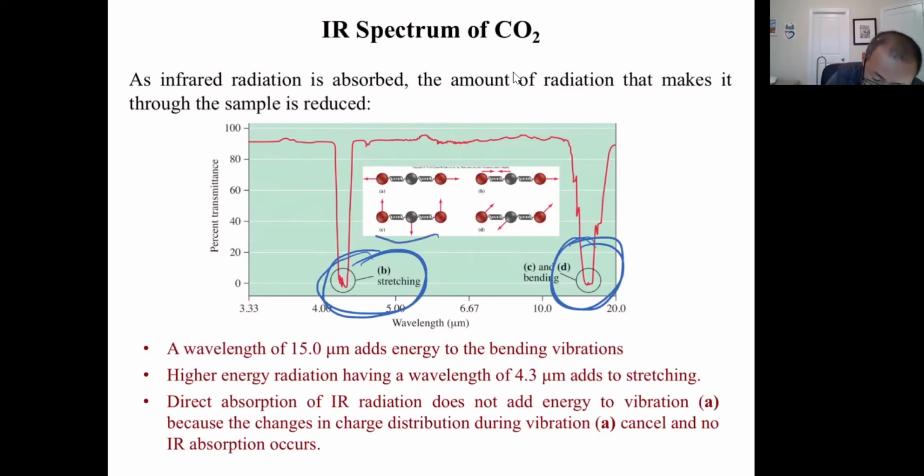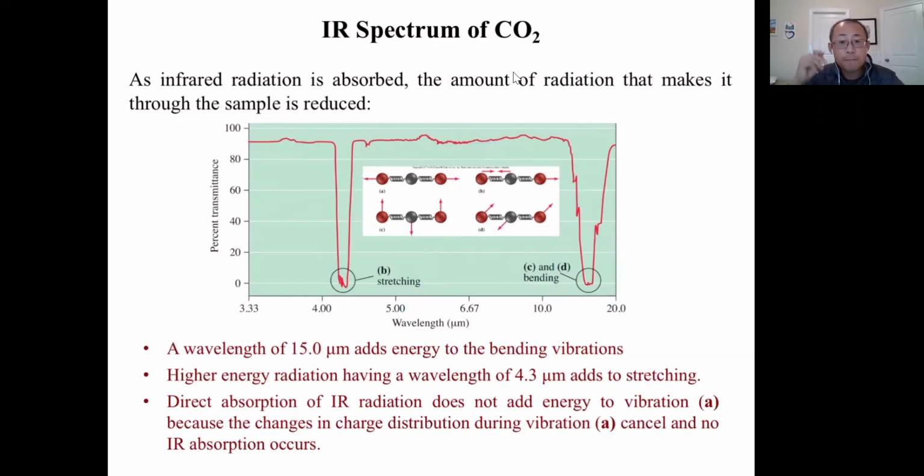Now, for these 4 types of vibration for carbon dioxide, only B, C, and D cause IR absorption. Vibration A, which is what? Pulling on both sides, called symmetrical stretching, does not cause IR absorption because it's symmetrical.